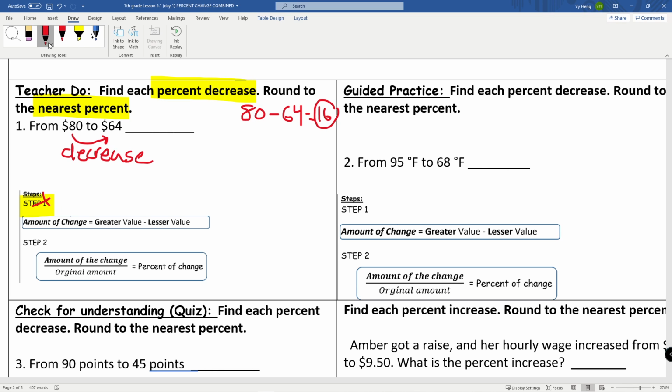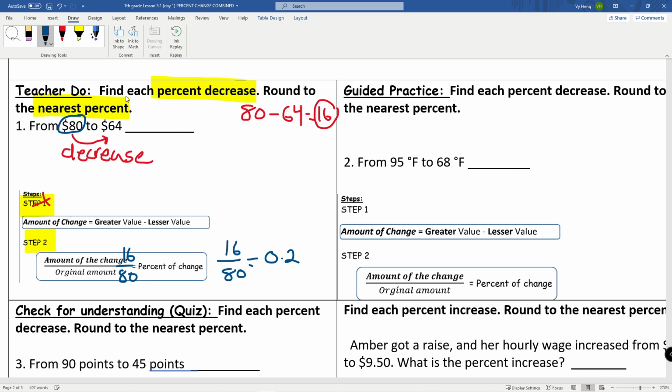So you did step 1. So now we got to do step 2. So step 2 tells us to do what? Well, we need to insert the amount of change and then put it over the original amount. So I'm going to write 16 over, what's the original amount? The original amount is 80, because initially we started with $80 and we dropped to 64. So we're going to put 80 right here. In other words, it's 16 divided by 80. This is a little bit more clear. So if you divide 16 by 80, what should you get?